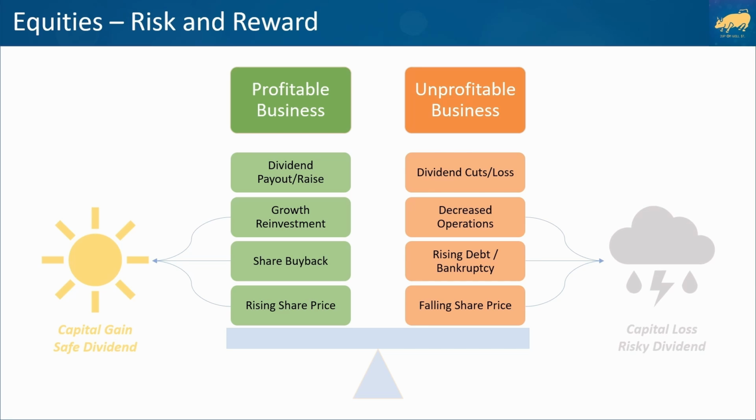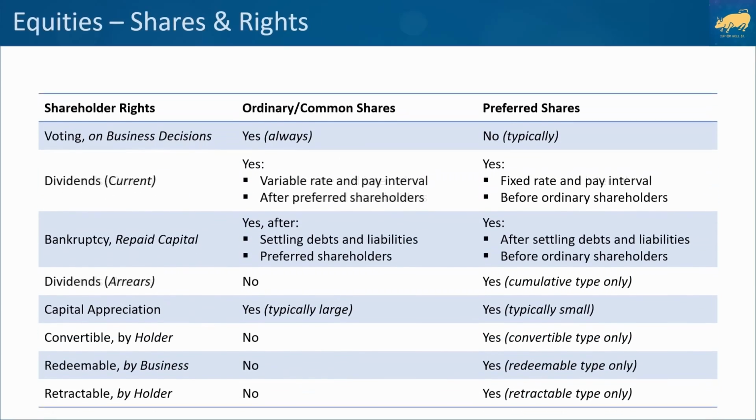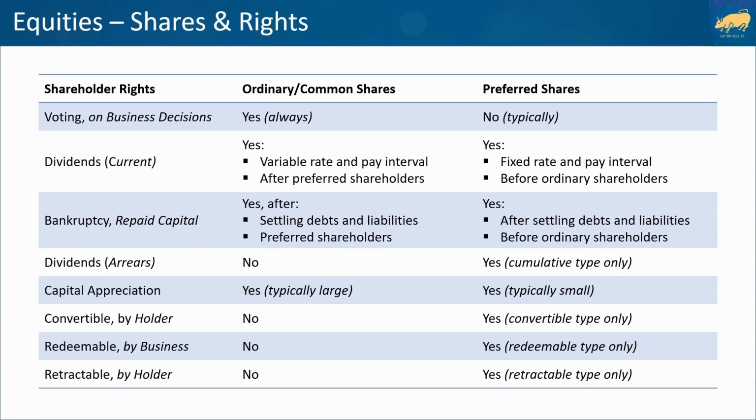That brings us to different types of shares and the rights they give to shareholders. Broadly speaking, we have ordinary or common shares and preferred shares. Moreover, preferred shares can be of cumulative, convertible, redeemable, or retractable type. Ordinary or common shares grant shareholders voting rights on business decisions, but they come with variable rate unguaranteed dividends, as well as the lowest priority for both dividend payment and, in a bankruptcy, capital repayment.